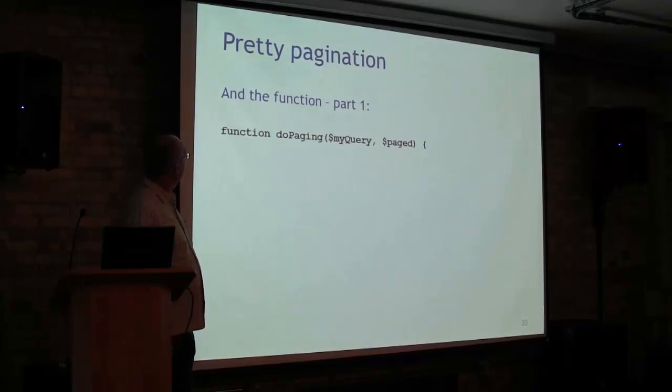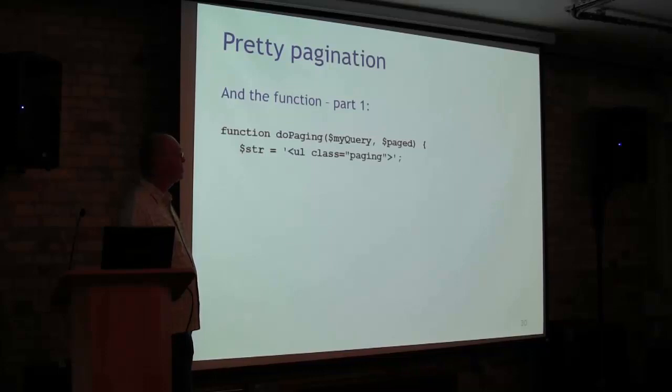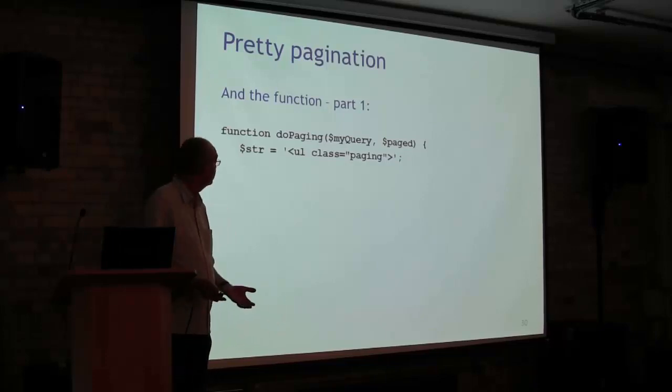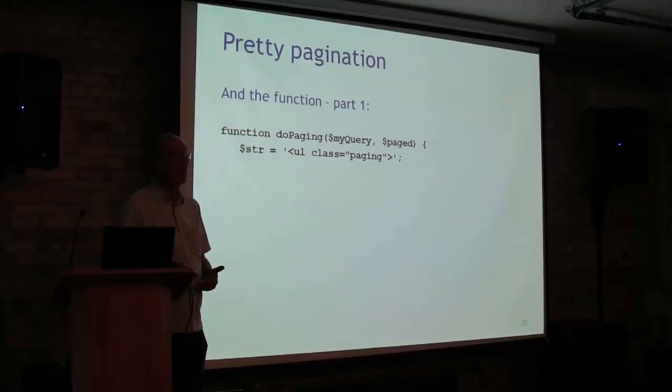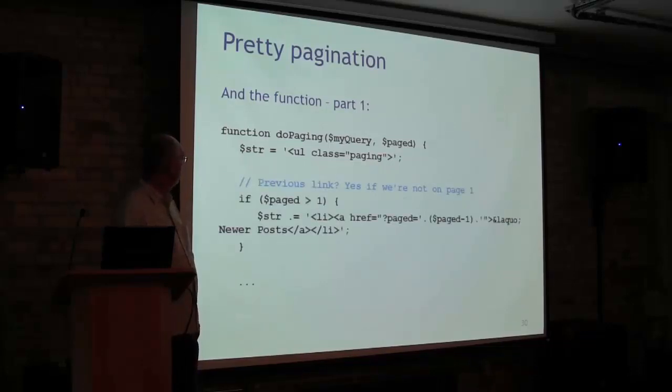Right, here's the function. I've called it do paging for want of a better name. First thing I'm going to do is to start a string. What we want to do here is return a list of links. Now, I suppose semantically the best thing to do is to put it in an unordered list. So we start off the string like that.